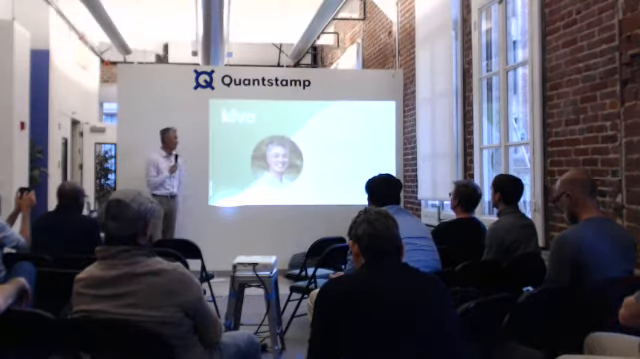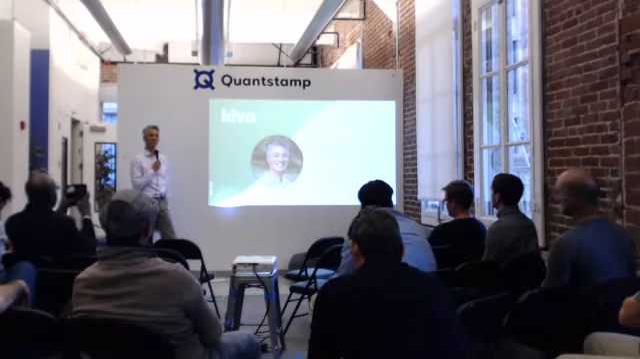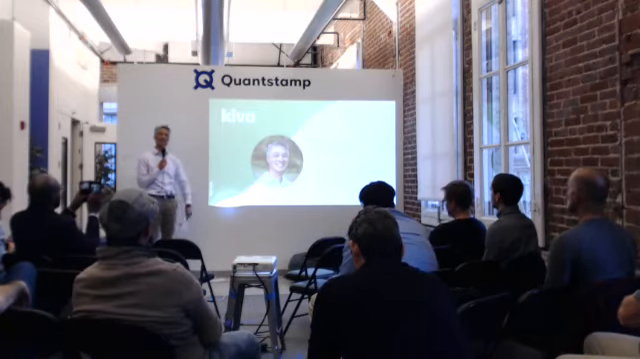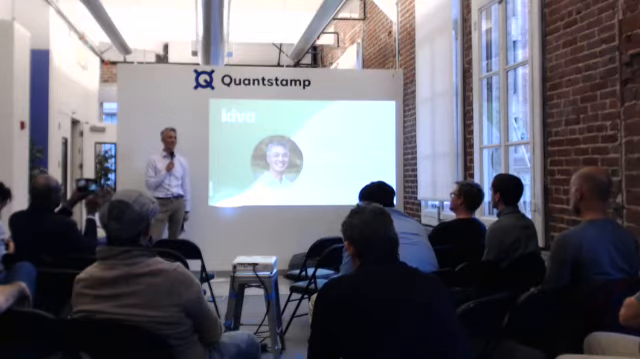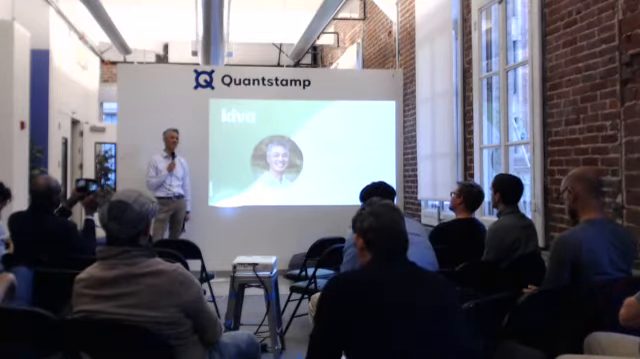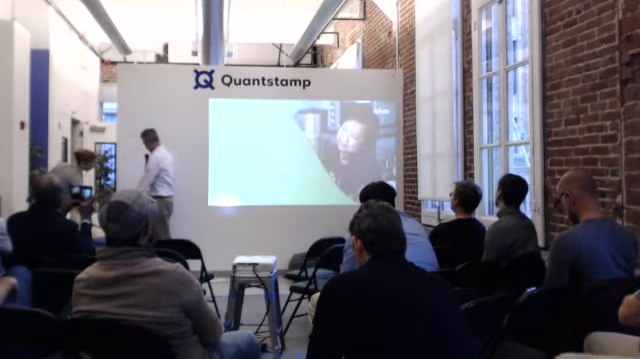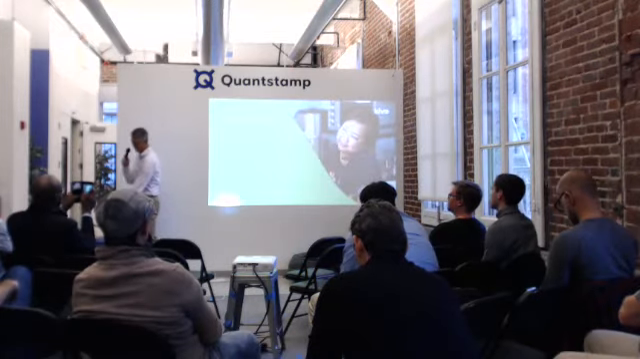So I lead the technology team at Kiva. There are about 100 people in the company. We are 25 engineers, so it's pretty aggressive. Let's keep going.